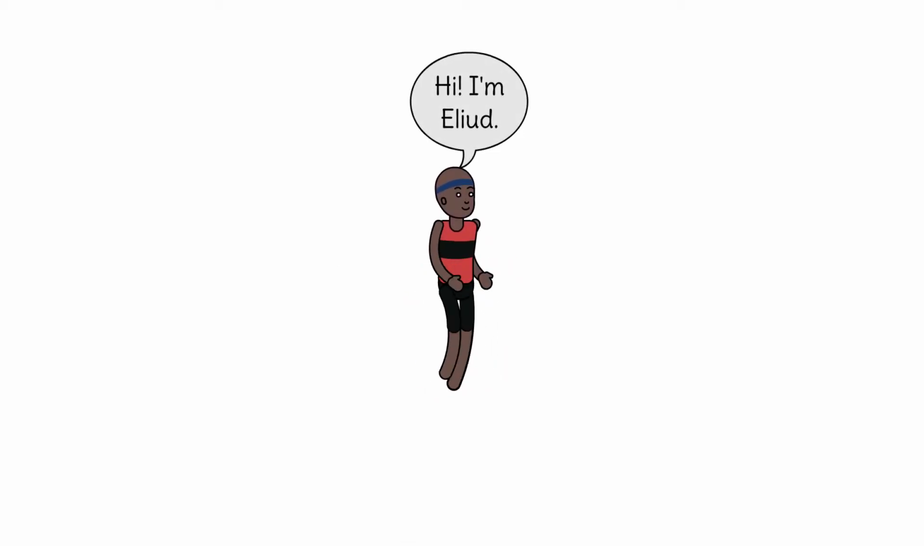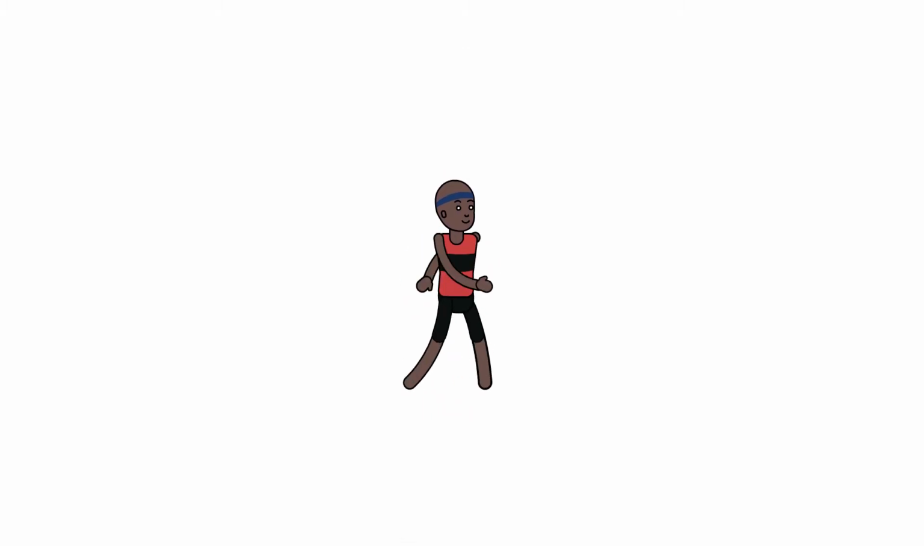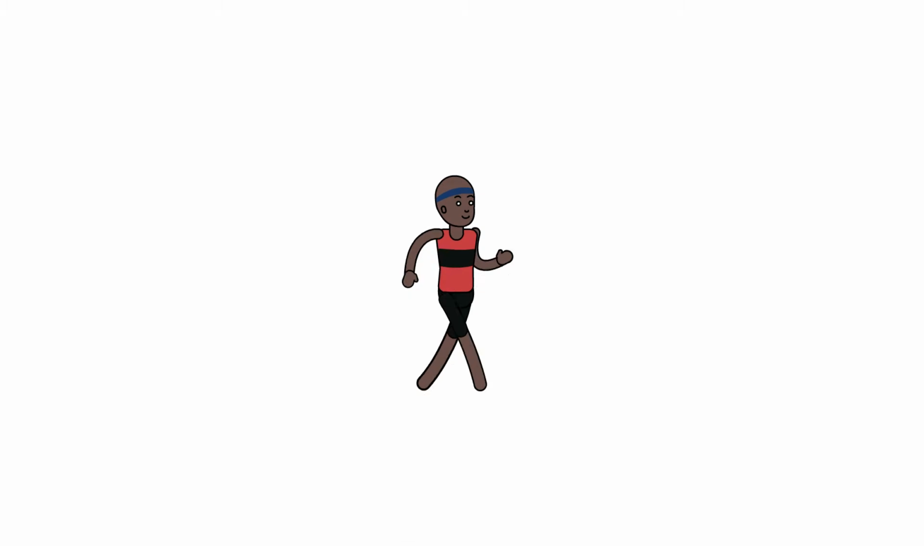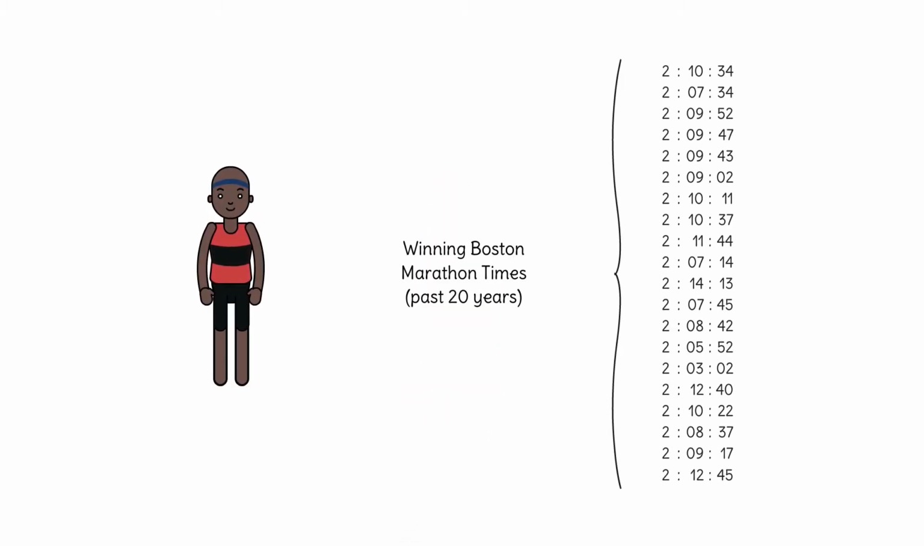Elliot is a runner training to compete in the Boston Marathon. He looks up the winning times for the Boston Marathon over the past 20 years to see the performances required for victory. Here are the winning times. Elliot notices that the winning times are around 2 hours and 10 minutes.